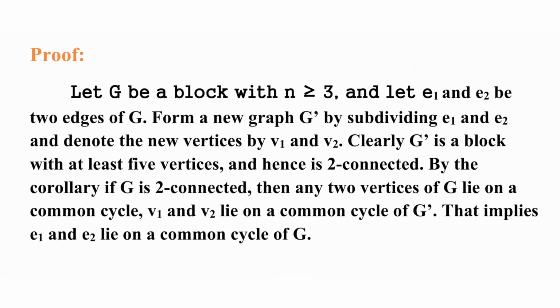If G is a block with n greater than or equal to 3 and E1 and E2 are two edges of G, we are going to form a new graph G' by subdividing E1 and E2, and we are denoting the new vertices by V1 and V2. Clearly, G' is a block with at least 5 vertices and hence it is 2 connected. By the corollary that we have seen now, if G is 2 connected, then any 2 vertices of G lie on a common cycle. So V1 and V2 lie on a common cycle of G'. That implies E1 and E2 also lie on a common cycle of G.